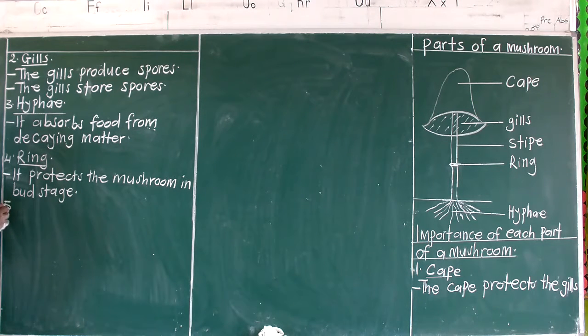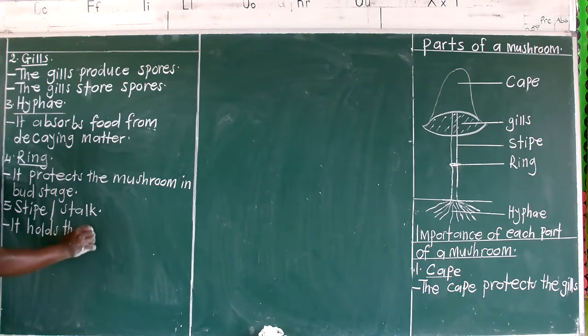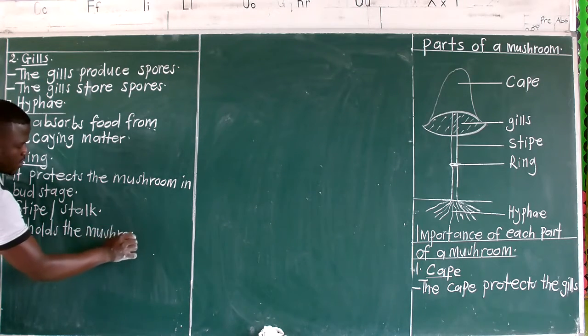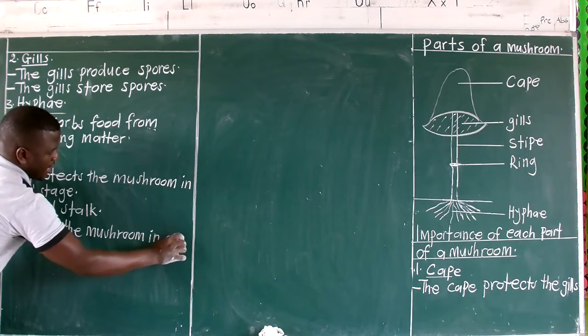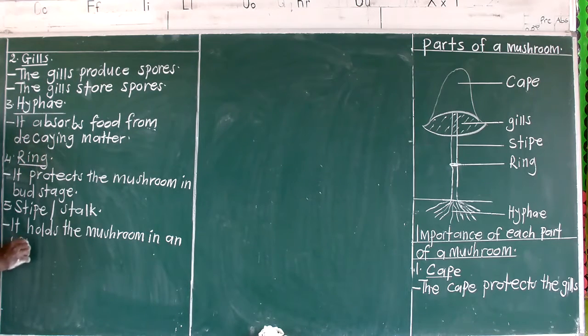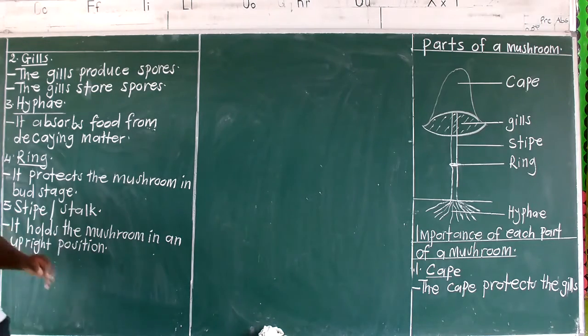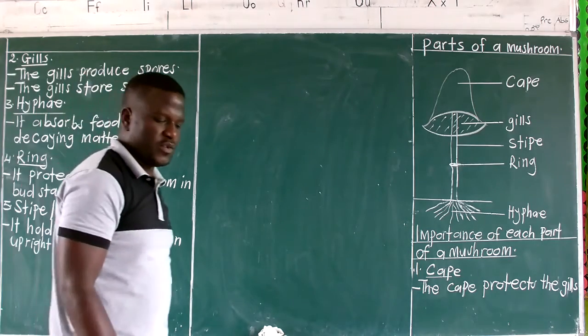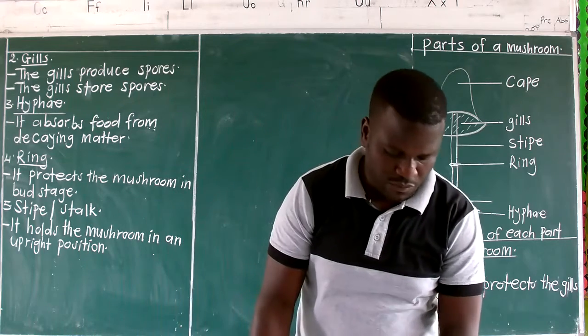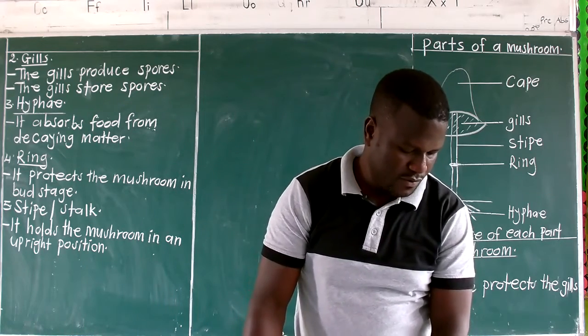Then on 5, we have stick, also known as stalk. It holds the mushroom in an upright position.